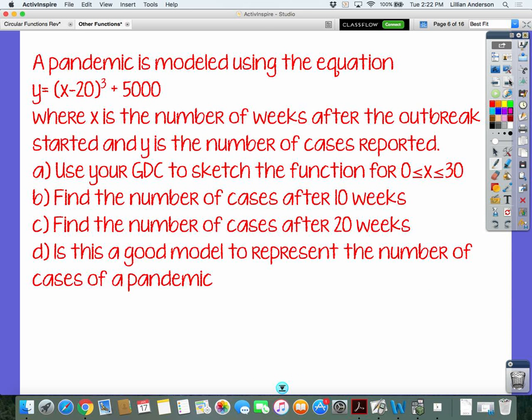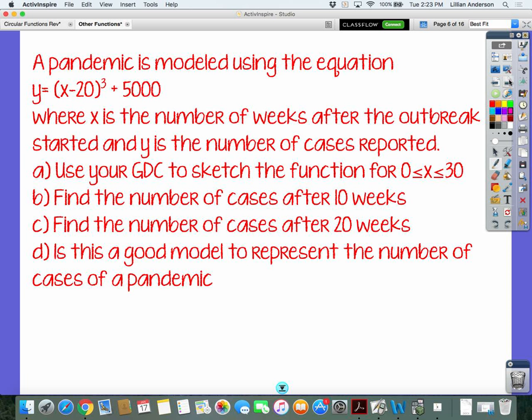It says a pandemic is modeled using the equation that you see there. Okay, another cubic function where x is the number of weeks after the outbreak started and y is the number of cases reported. So we're going to do the same thing when we use our graphing calculator to sketch the function between 0 and 30, and then we're going to find the number of cases after 10 weeks, 20 weeks, and then determine if this is a good model or not, okay?